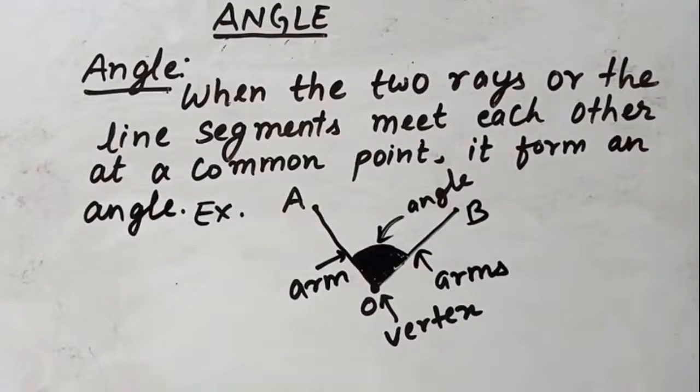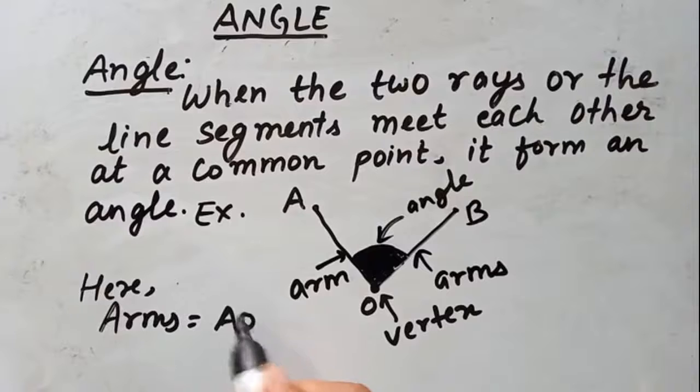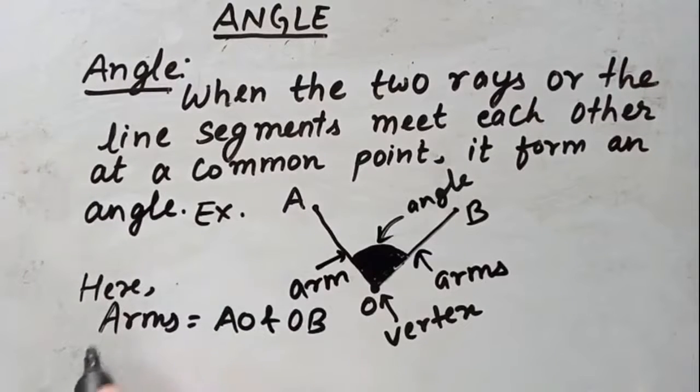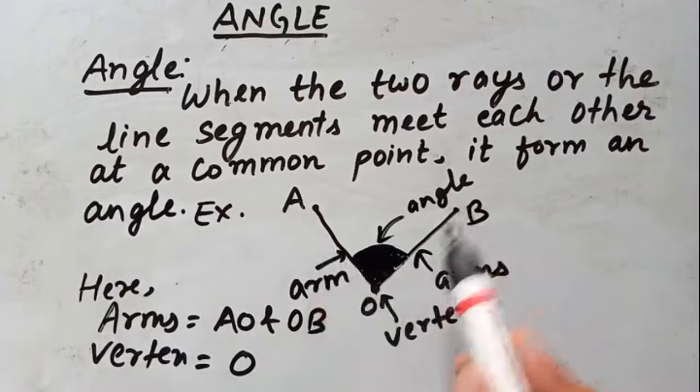So students, listen once again. An angle has different parts. The two line segments are regarded as your arms. There are two arms, arm AO and arm BO, or arm OA and arm OB. Similarly, it has one vertex, that is O, your vertex, and AO and OB are your arms. Arms mean the line segments or the rays, and vertex means the common point where the two line segments meet.